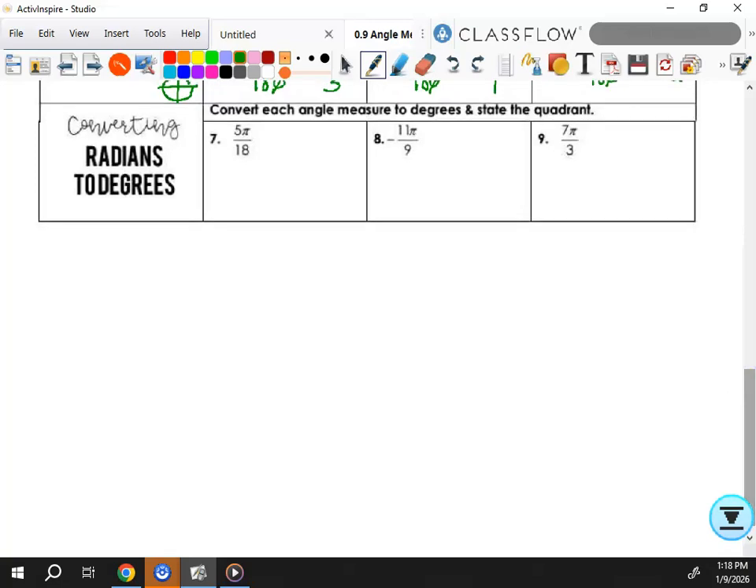But so we know that for a circle, okay, we start out here at 0. We know that this is pi radians.